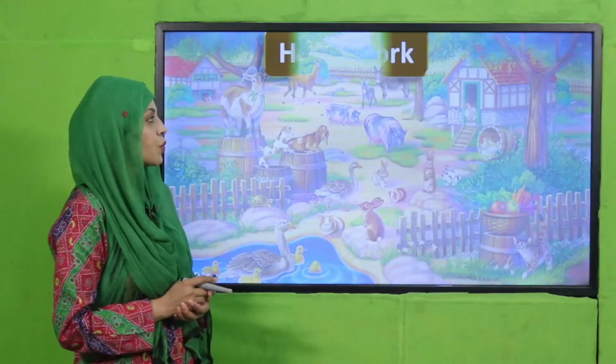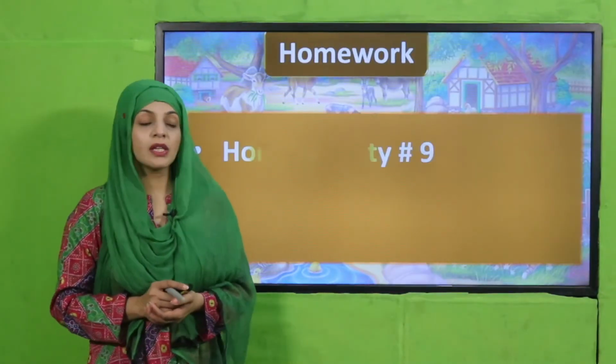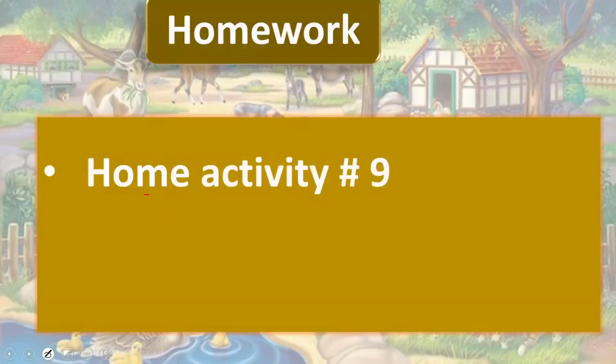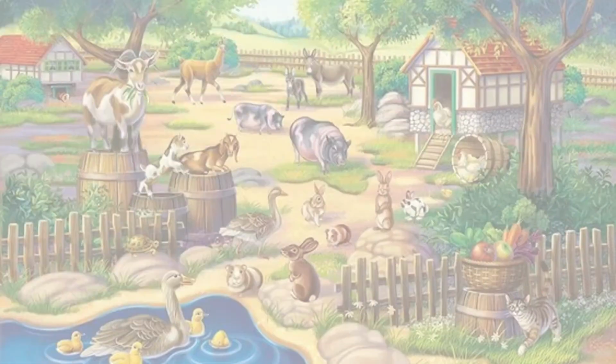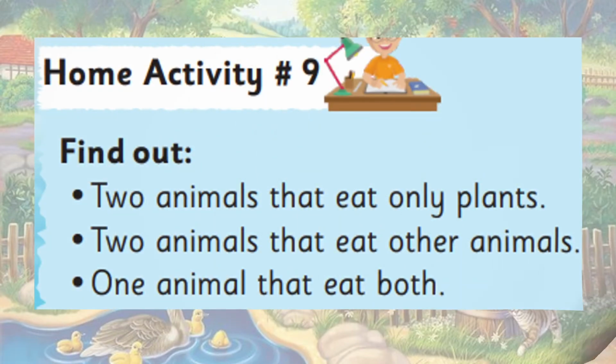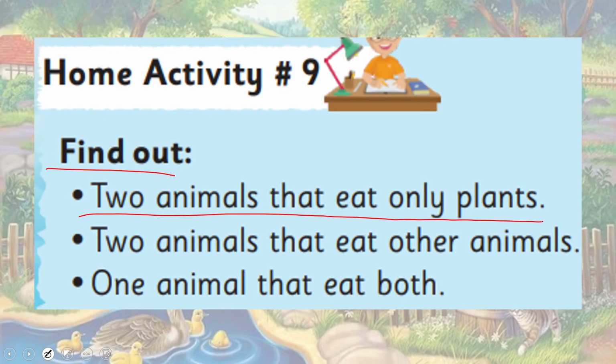Now let's move forward towards the homework. So in today's homework, what you will do is सबसे पहले आप home activity number 9 करेंगे, and then you will do independent activity number 2 given on page number 117. So my dear students, home activity number 9 says that find out 2 animals that eat only plants. So आपको 2 जानवरों के नाम नोट डाउन करने हैं जो सिर्फ पौधे खाते हैं.